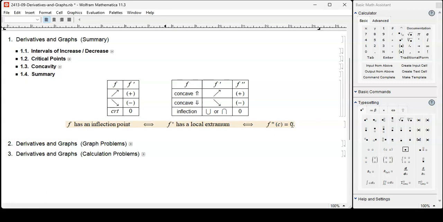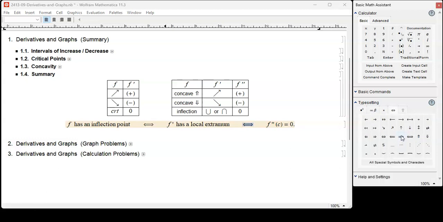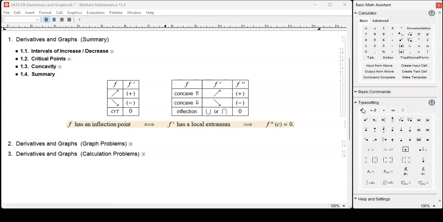But the second derivative is 0. This one is not equivalent. As a matter of fact, it's only this way. So there is an example where the second derivative is 0, yet the first derivative is not a local extremum, neither maximum nor minimum. Consequently, the original function does not have an inflection point. So this one here, we have equivalence. This one here is not an equivalence.